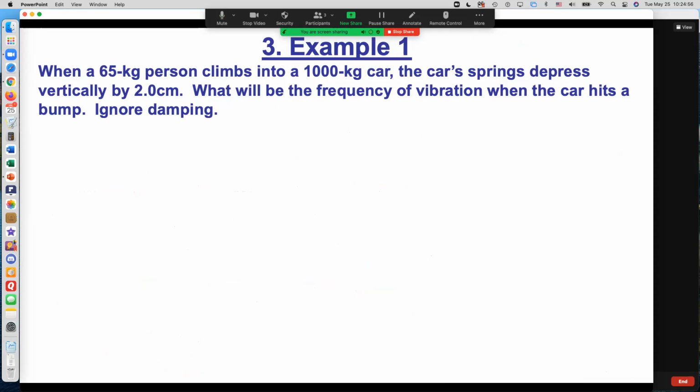Okay. Let's have a look at an example. When a 65 kilogram person climbs into a 1,000 kilogram car, the car's springs depress vertically by 2 centimeters. What will be the frequency of vibration when the car hits a bump? Ignore damping. What is damping? Damping is the equivalent of friction in a simple harmonic motion system.